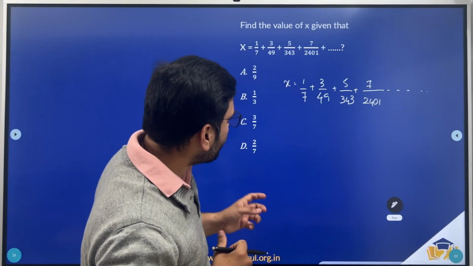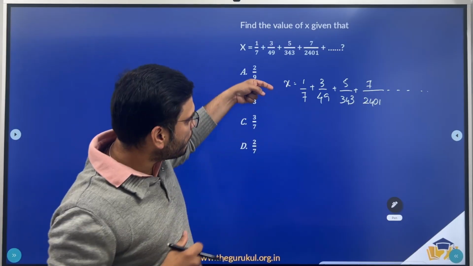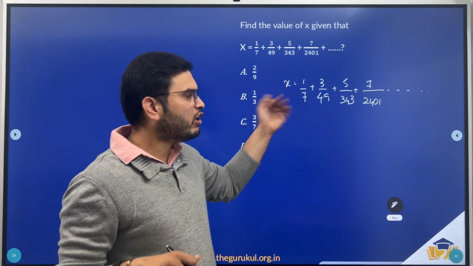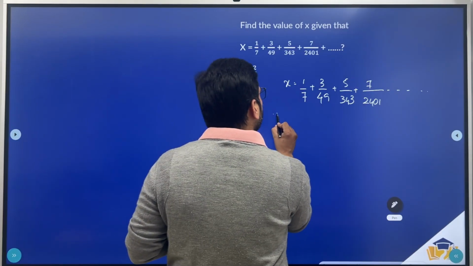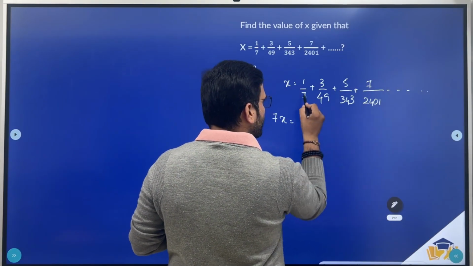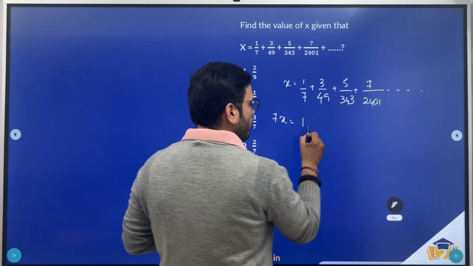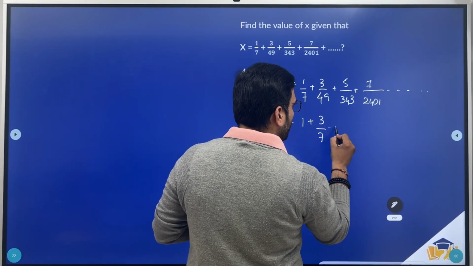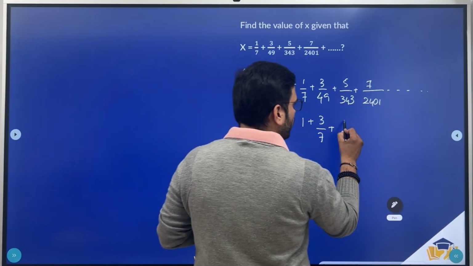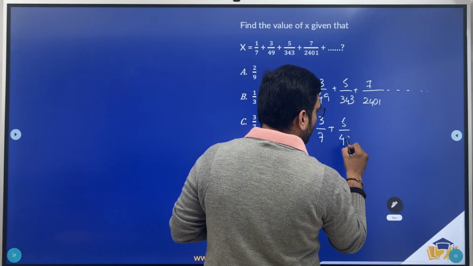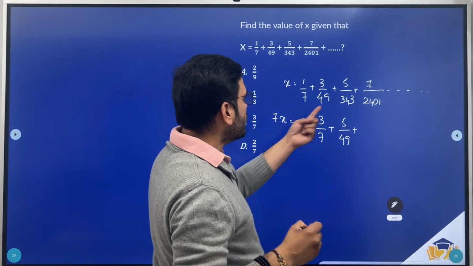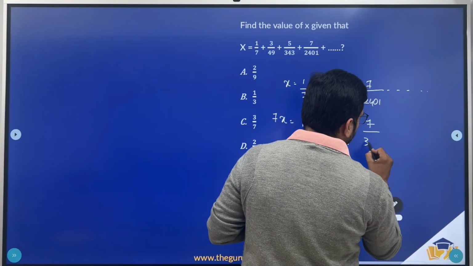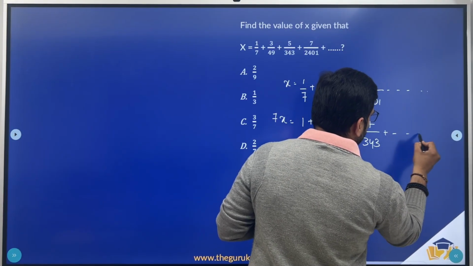So in these types of questions, what we should be doing is multiplying x with the common ratio of the denominators. What is the common ratio of the denominators? 7. So let me multiply this with 7x. So 1 by 7 into 7, that becomes 1, plus 3 by 49 into 7, that becomes 3 by 7, 5 by 343 into 7, 5 by 49, plus 7 by 2401 into 7, 7 by 343, and so on, right?